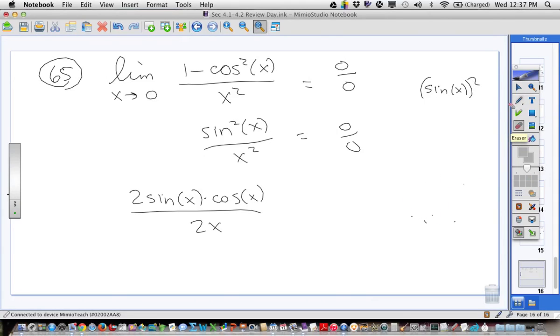All right. So, now we plug in a 0. We get 0 over 0 still. Do it again. Except now we got to do a product rule. That stinks. Cancel those 2's. That'll help a little. Okay?